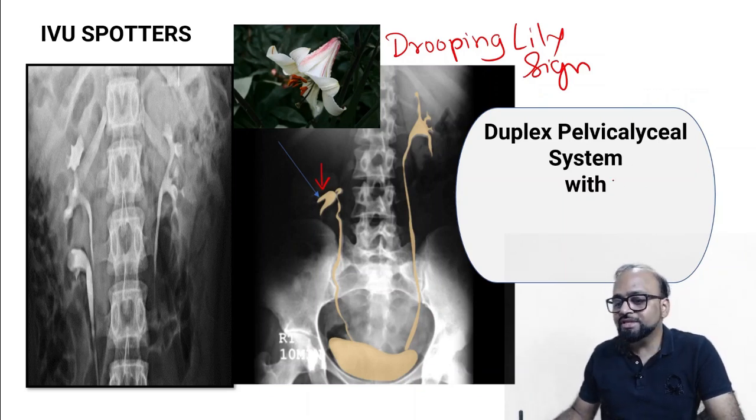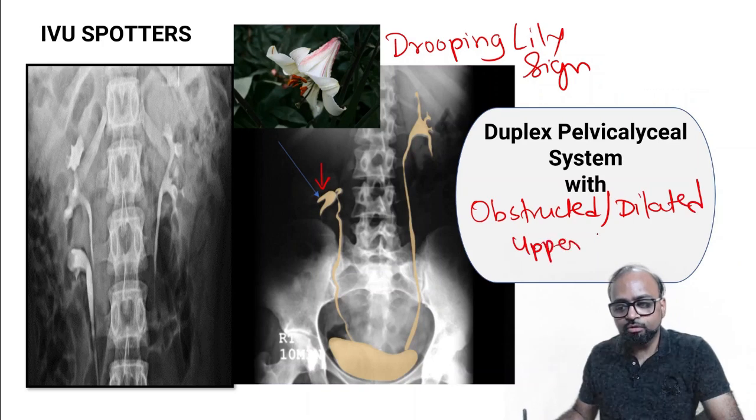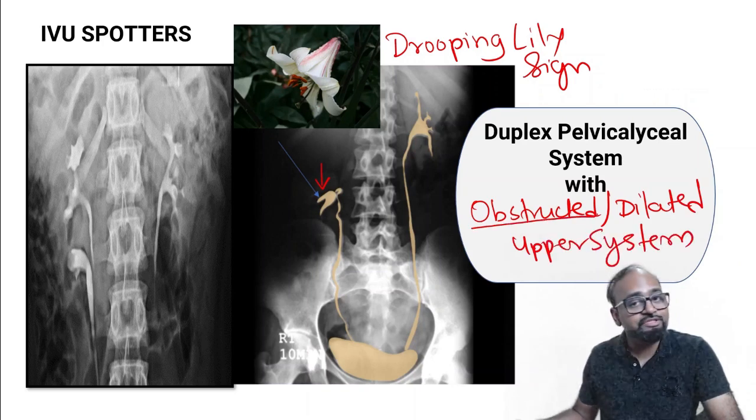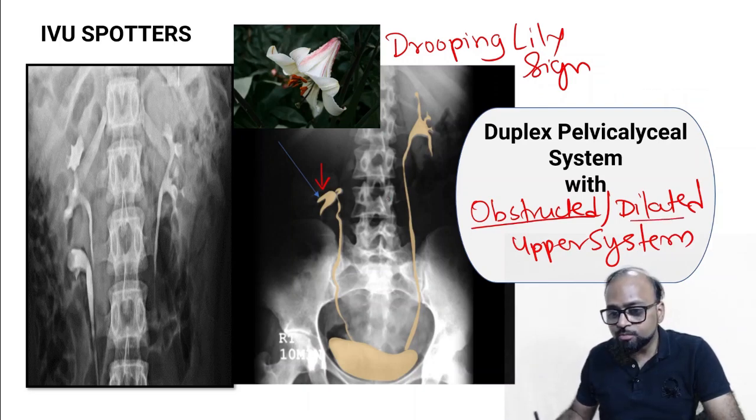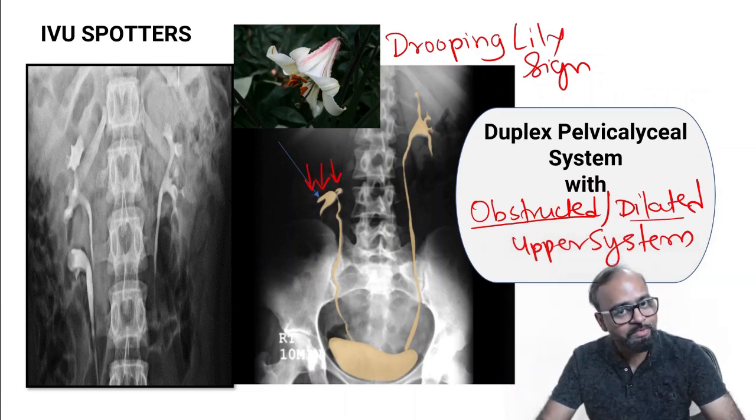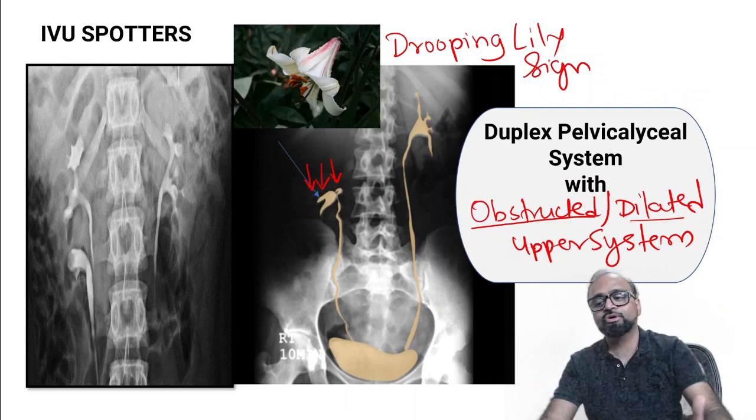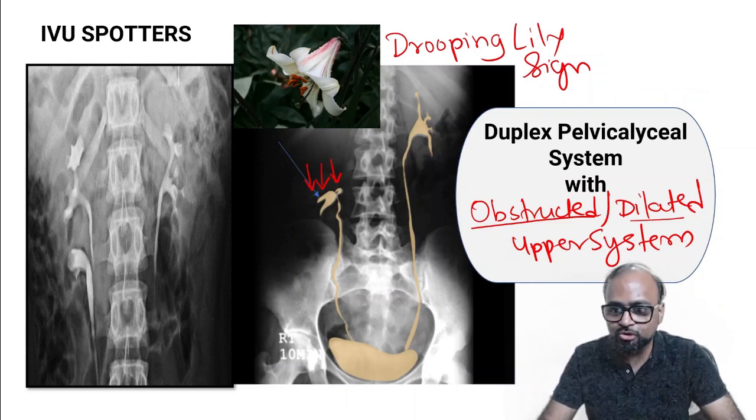It is seen in a duplex calyceal system with an obstructed, dilated upper system. So here in this IVU, the upper system is not seen. Why is it not seen? Because it is obstructed, it is not excreting contrast, and it is dilated. Because it is dilated, it is pushing the lower pelvicalyceal system down, and that is the reason why the lily appears to be drooping here. This is called drooping lily sign, seen in a duplex pelvicalyceal system with an obstructed or dilated upper system.